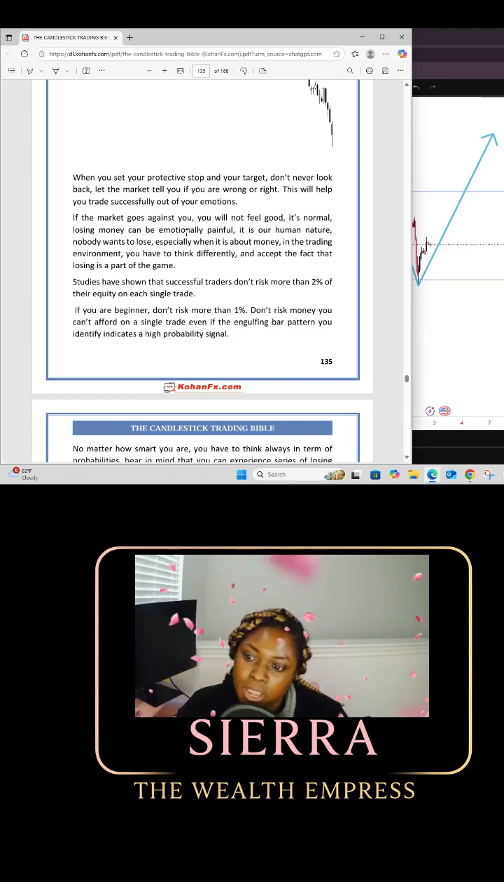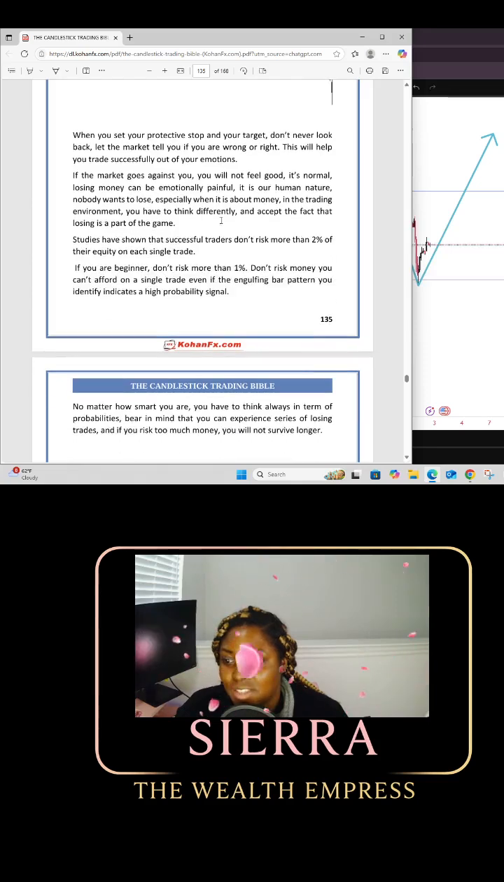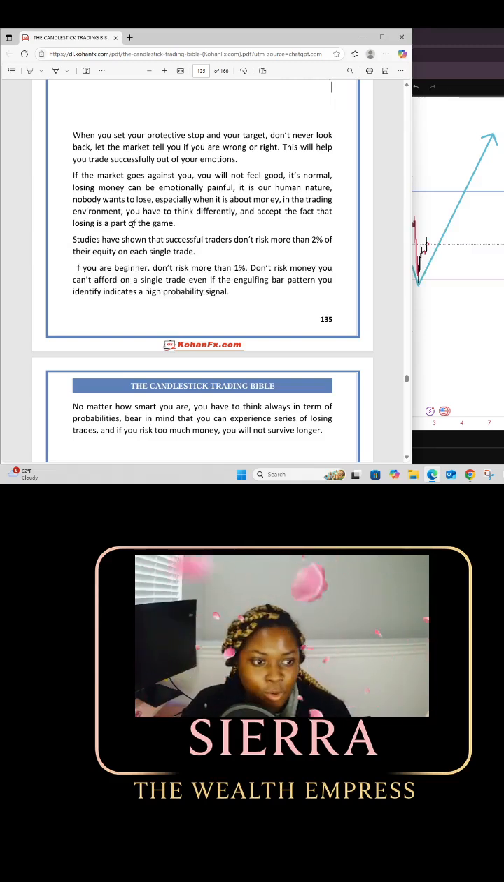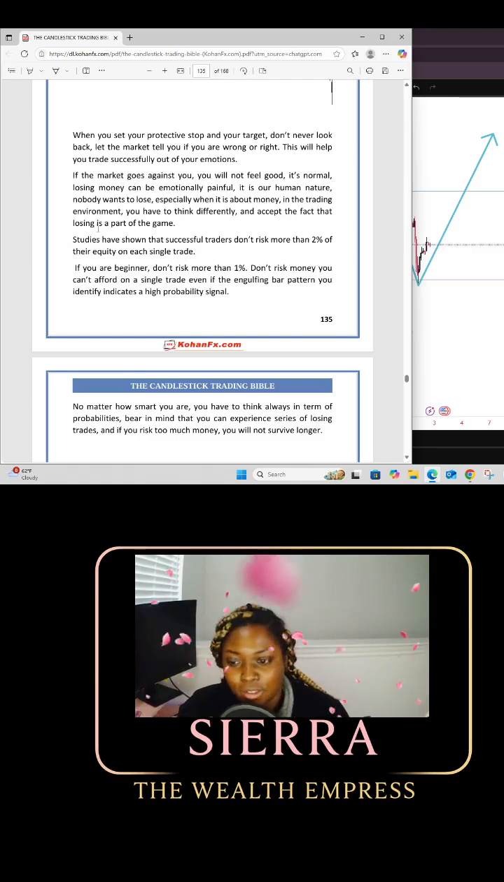All right. It's normal. Losing money can be emotionally painful. It is our human nature. Nobody wants to lose, especially when it is about money. Hey, if you don't like it, quit looking. In the trading environment, you have to think differently and accept the fact that losing is a part of the game. You definitely have to become detached from the money. We know we love to make the money, but we hate to lose the money. And when you lose the money, don't go on a revenge streak. If you've been trading for a while, we've all been there, right? So as a new trader, definitely learn from someone else's mistakes, okay?